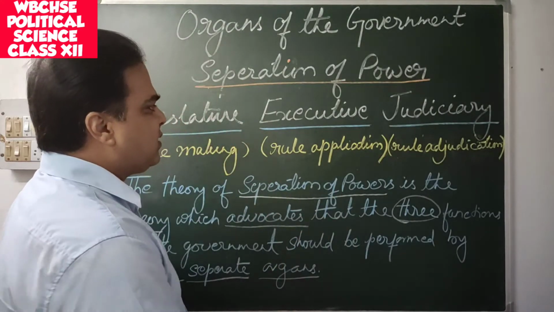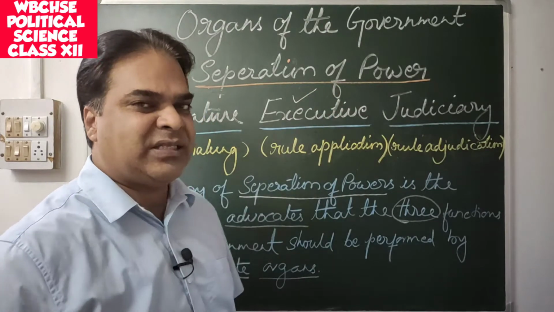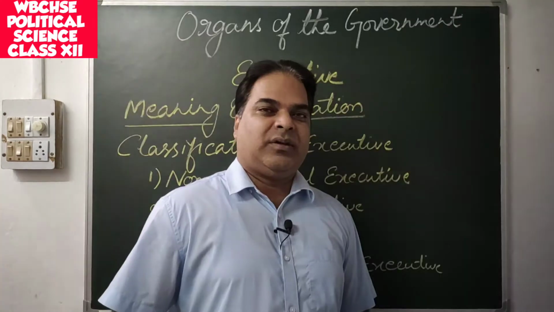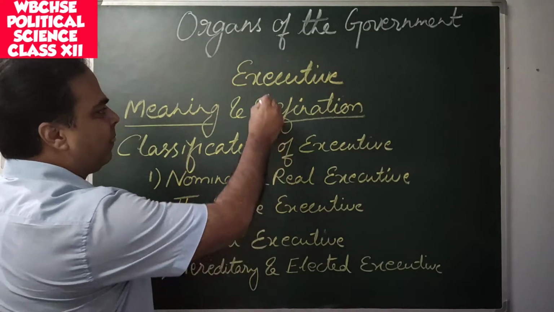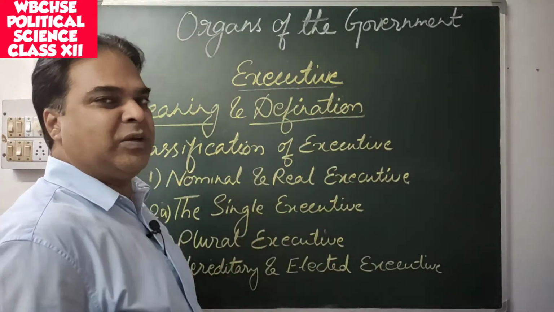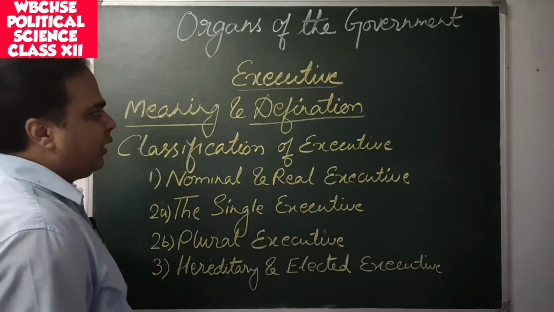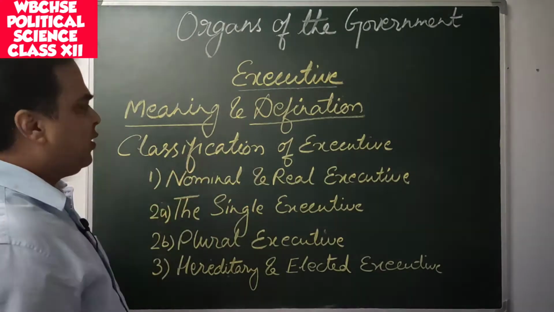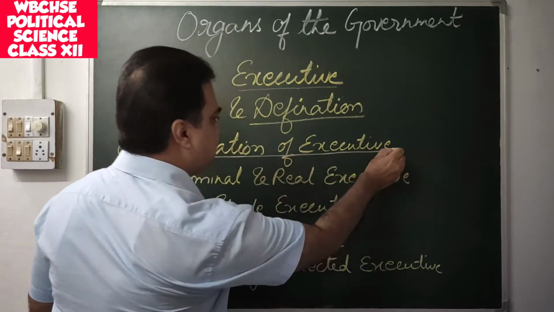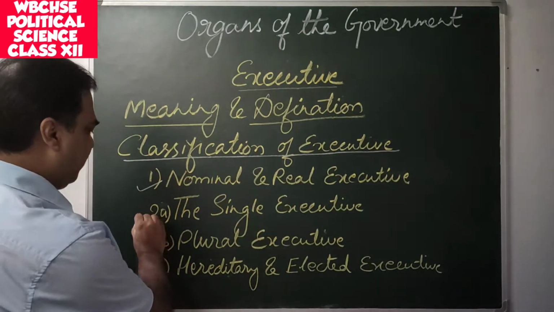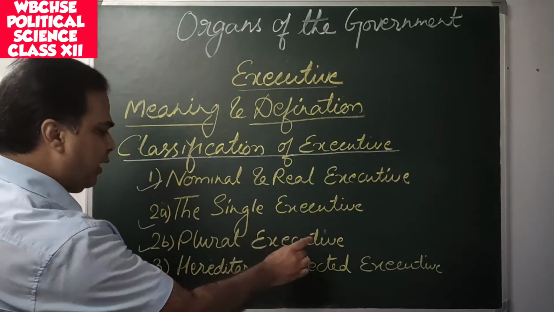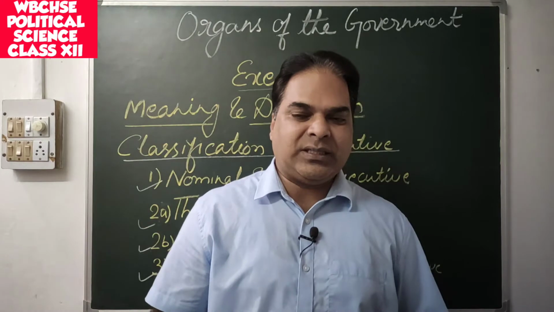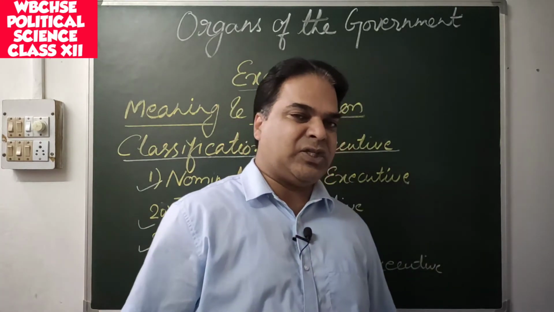Now today we'll discuss the executive, and after that we'll discuss the legislature and judiciary. So let's start with the executive, which is one of the most important organs of the government. In this topic, we'll discuss the meaning, definition, and classification of executives: nominal and real executive, single executive, plural executive, and hereditary and elected executive, one by one. For a better understanding of the chapter, we need to understand this classification as well.